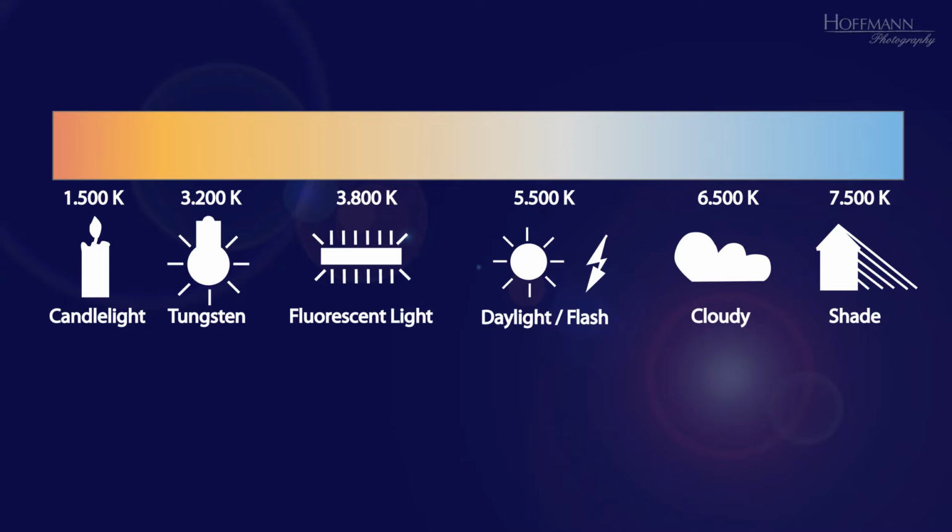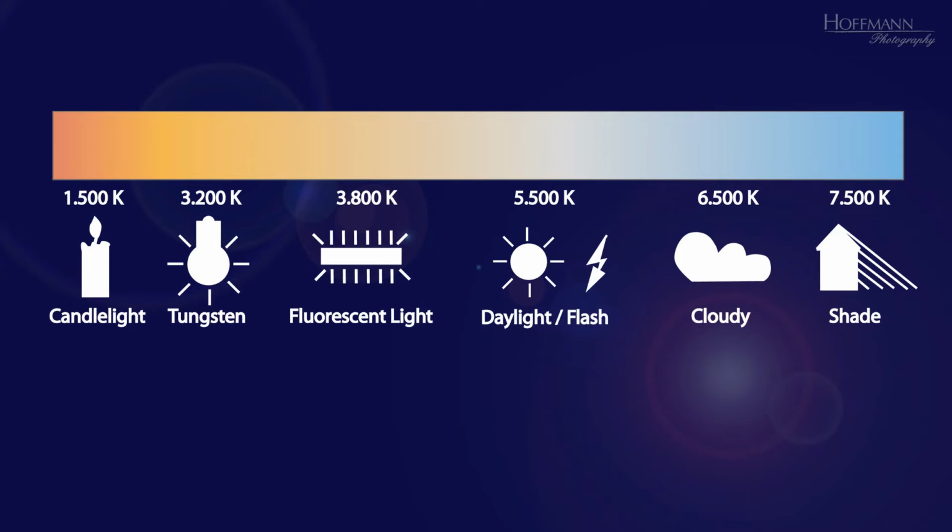Candlelight with a color temperature of about 1500 Kelvin is quite reddish. Then we have tungsten light with about 3200 Kelvin, which is yellow. Fluorescent light is listed here at 3800 Kelvin, but that's a bit arbitrary because fluorescent lamps don't emit a continuous spectrum and therefore don't really fit into this scheme. But again, that is beyond the scope of this video.